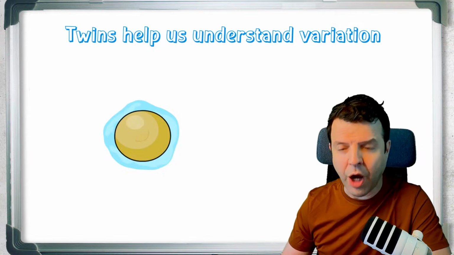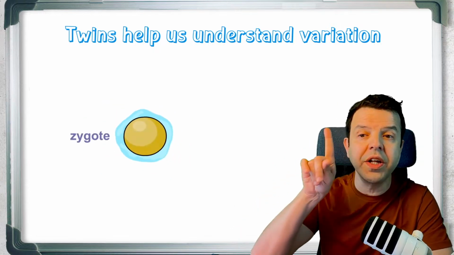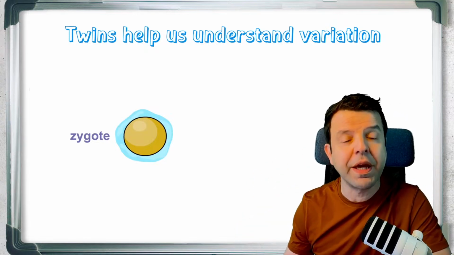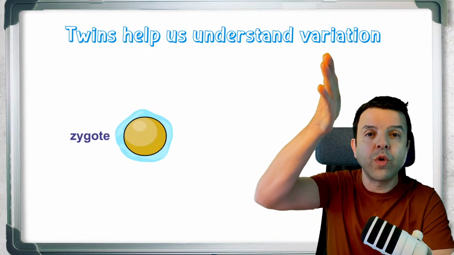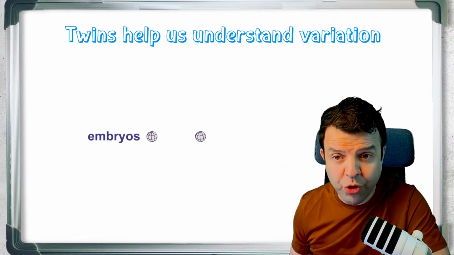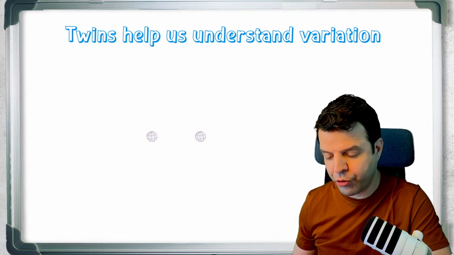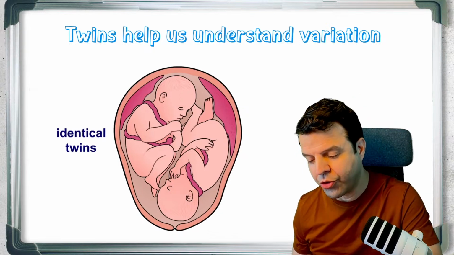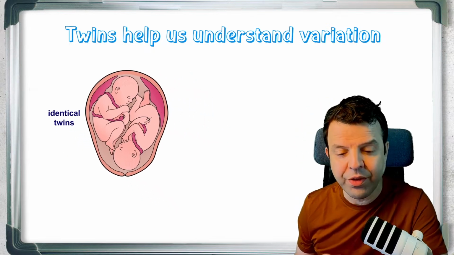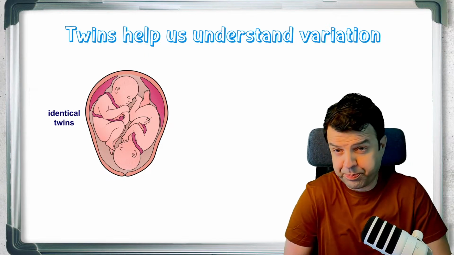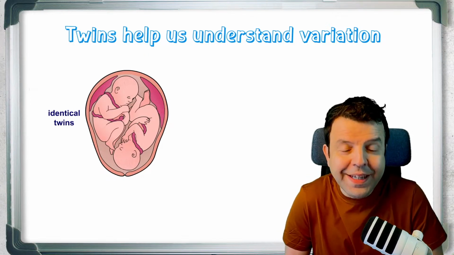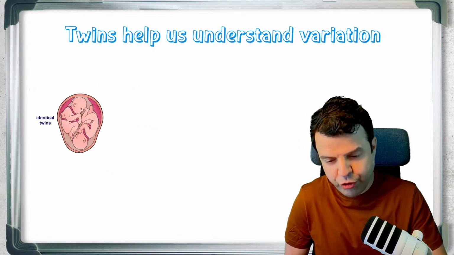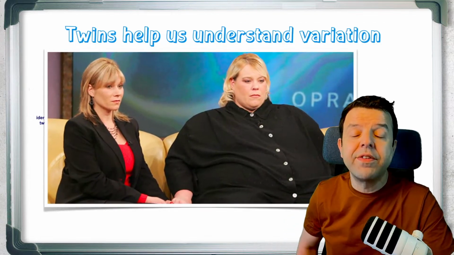And yet, how did they form? It was one fertilized egg, one zygote. You know what happens to the zygote so that they become identical twins? This zygote splits by mitosis, and then you end up with two identical twins. So any difference that occurs later on in their life would only be because of the environment.